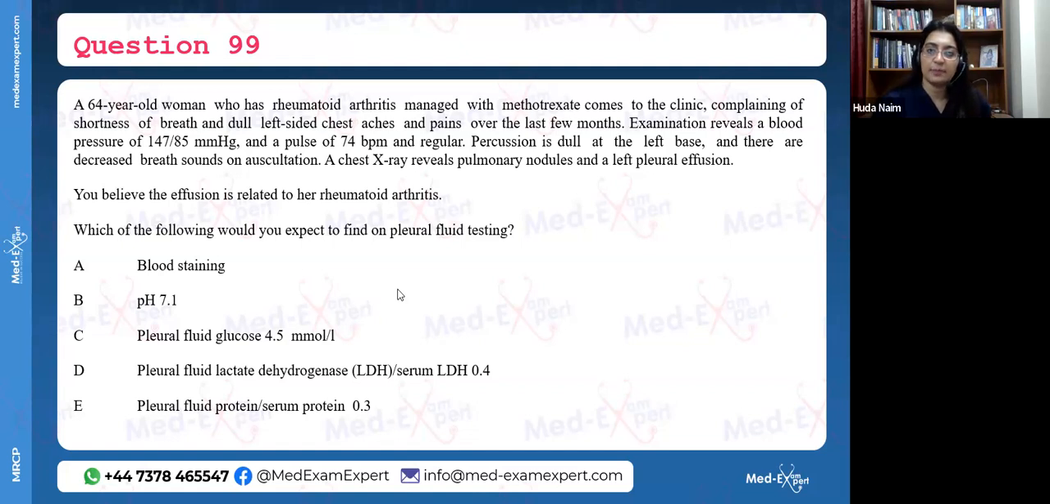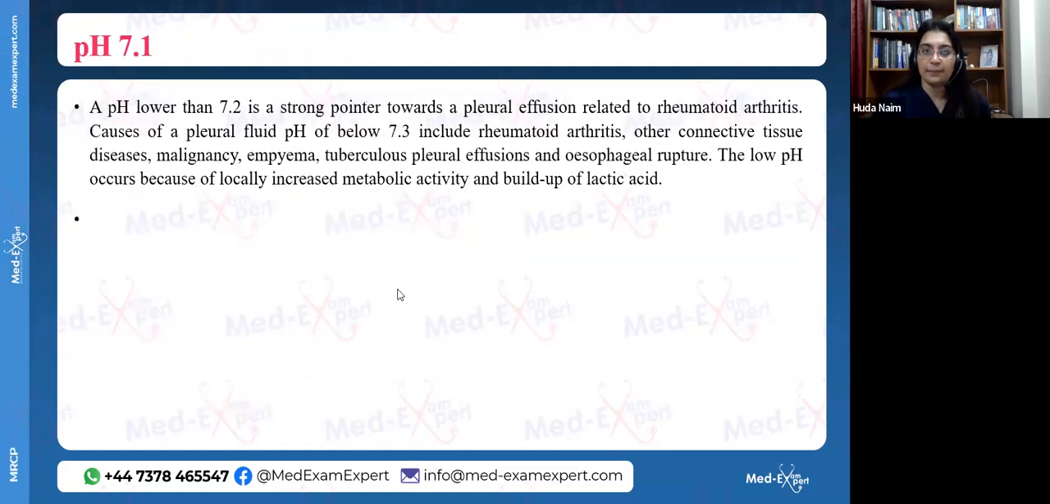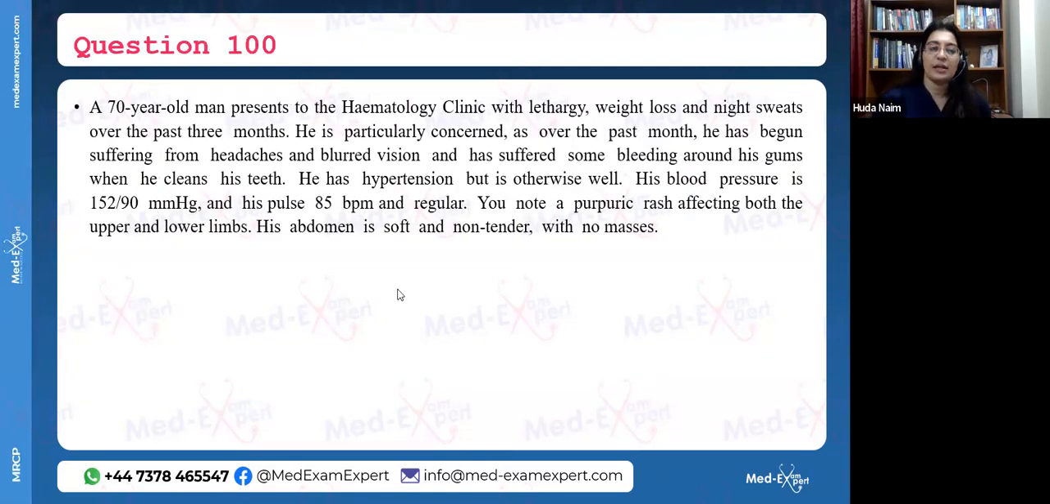Very good. So, its pH would be 7.1. A pH lower than 7.2 is indicative towards rheumatoid arthritis. So all of the reasons why a patient would have a pH of less than 7.3 would be rheumatoid arthritis, connective tissue diseases, malignancy, tuberculosis, esophageal rupture. All of them would lead to a low pH. Okay, the last question.